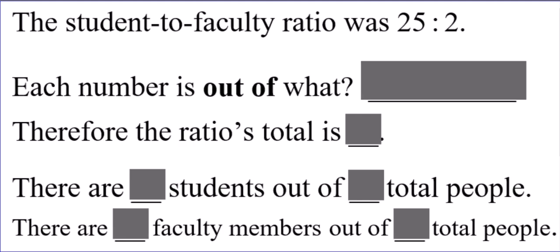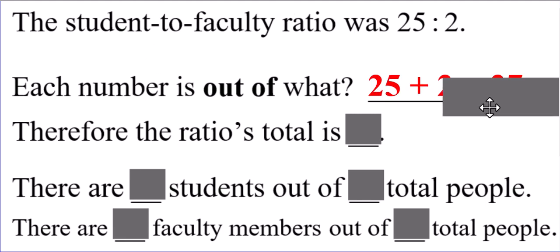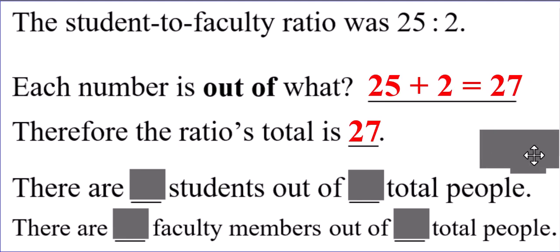All right, did you already try this one on the bottom right-hand corner of your page? Here we go. Let's see how you did. Student to faculty ratio, 25 to 2. What is each number out of? Well, they're out of 27. That is the ratio's total because we just add them up.